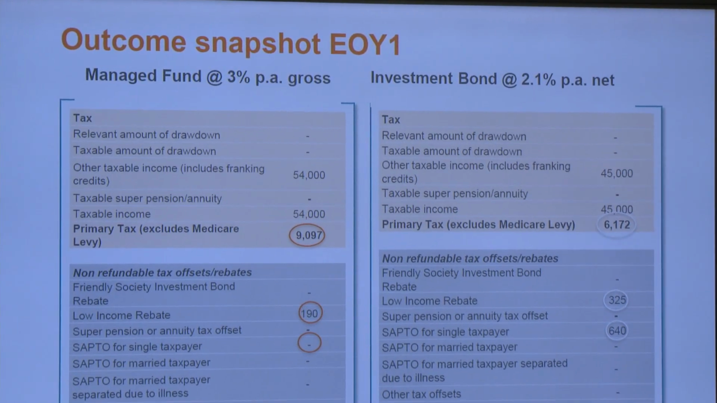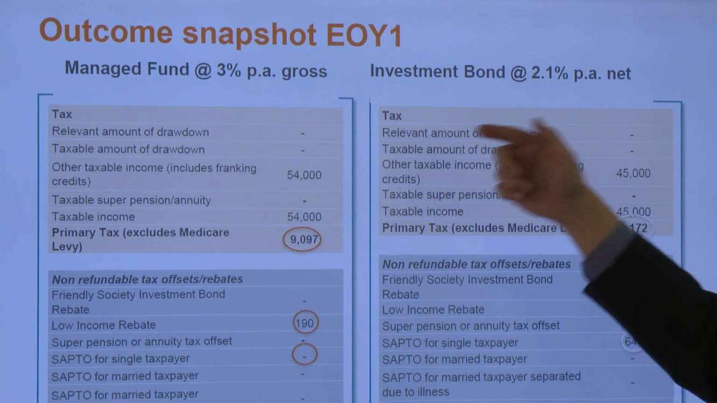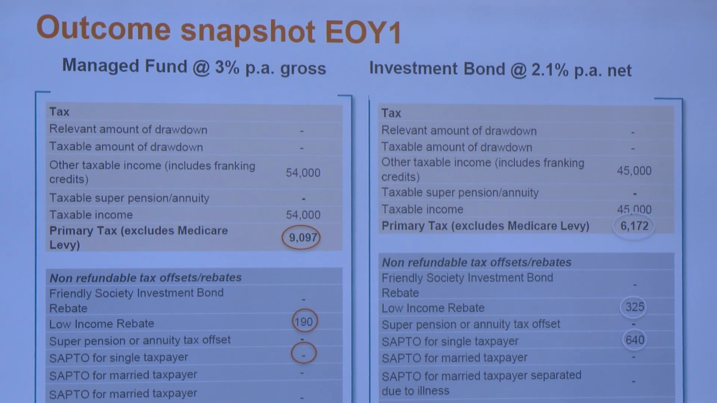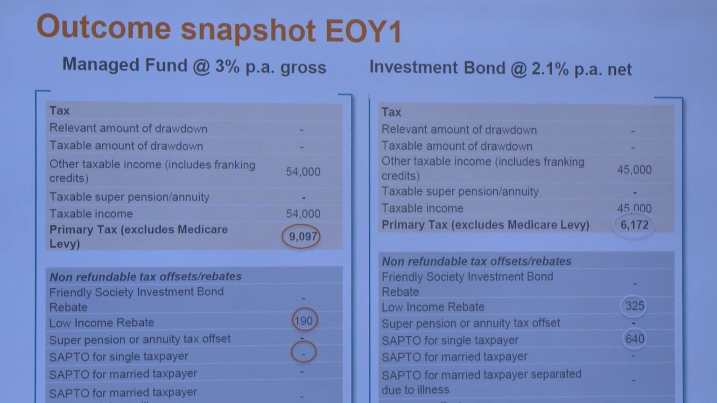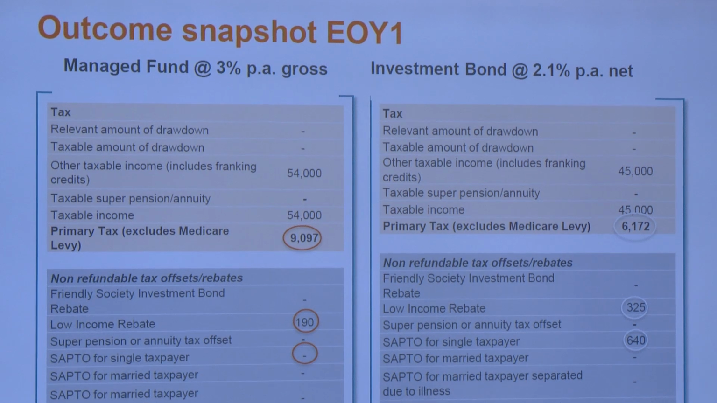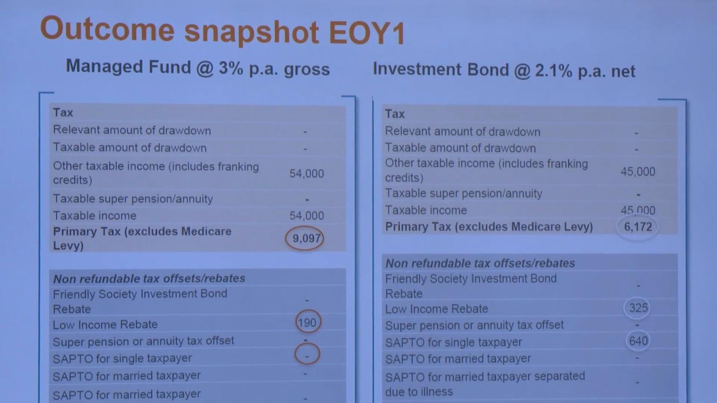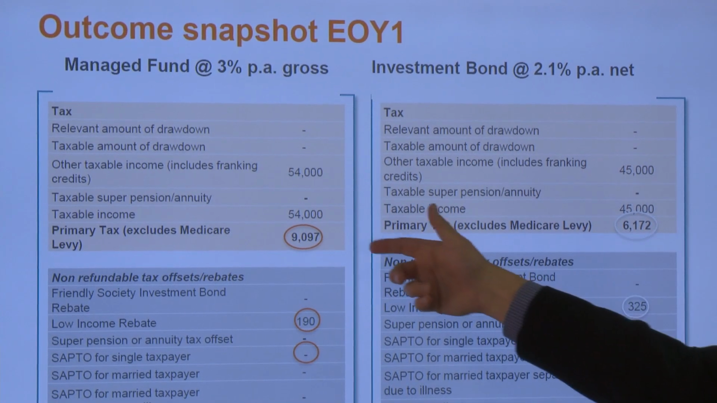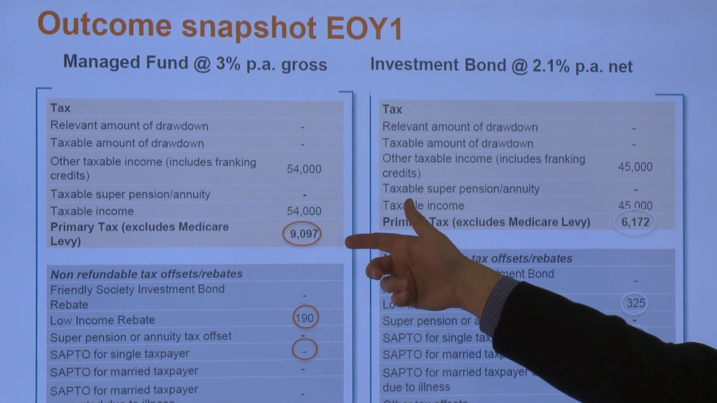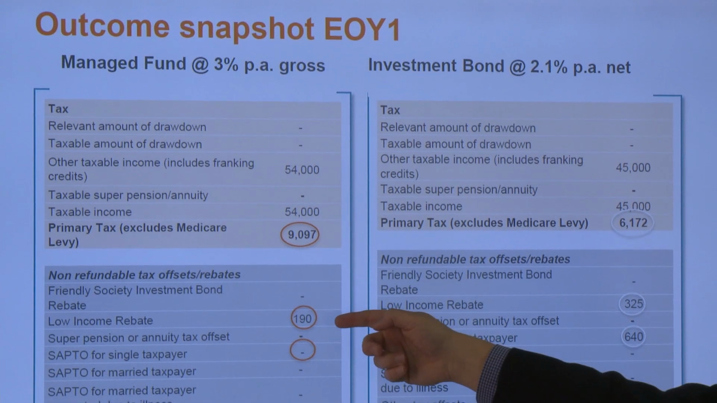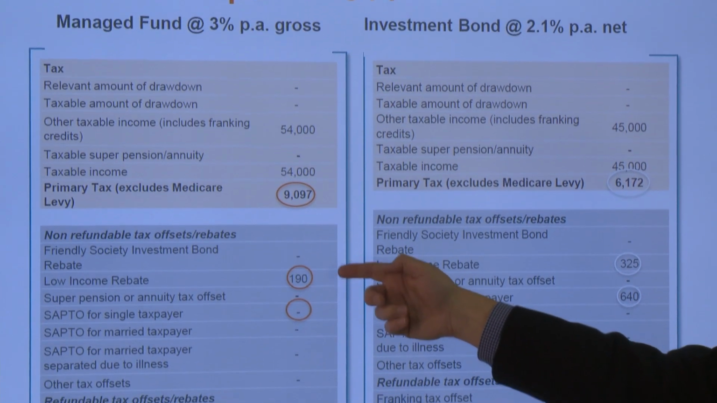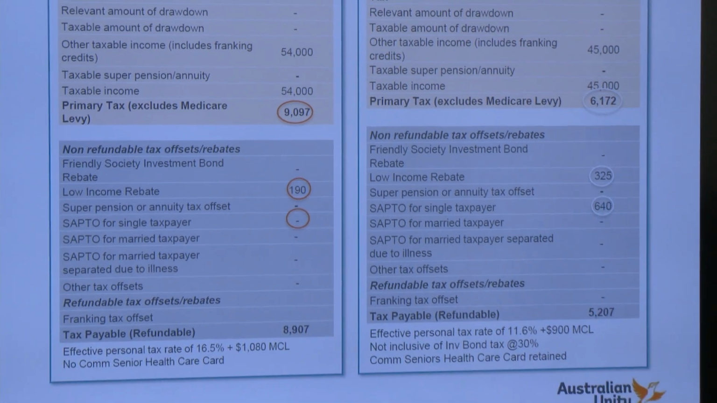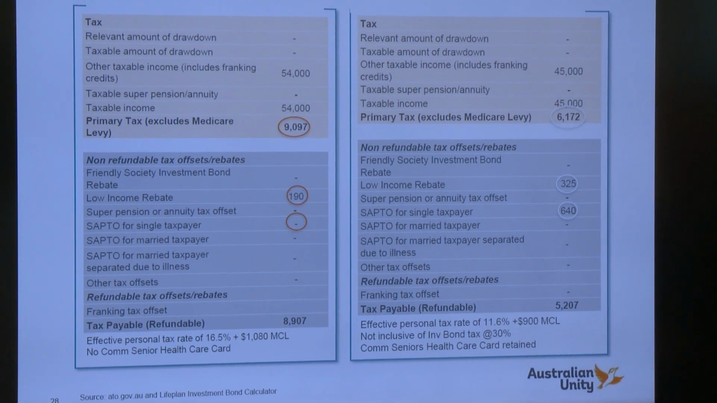So what actually happens here for Dot is her income goes up to about $54,000. And what that does is take her out of qualification for the seniors healthcare card. It puts her over the income limit. She then has tax of $9,000 to pay on that. She has the low income rebate applicable, so she gets a $190 offset there. So her total tax payable is $8,900 over the year.